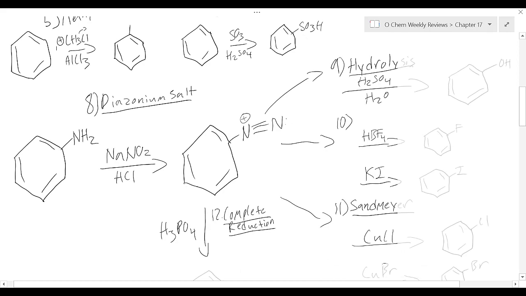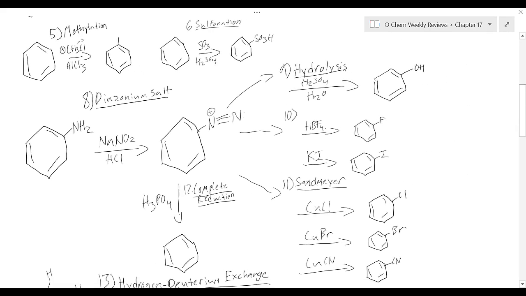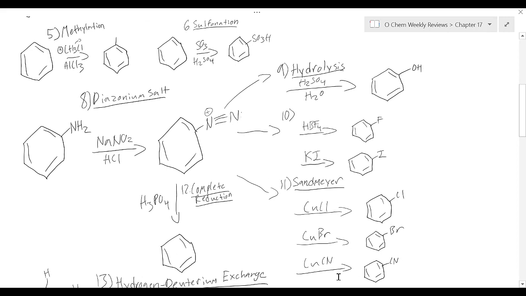So diazonium salt can be turned into any number of these. Okay, let's run through them. So the first reaction, number 9, is hydrolysis. Using water and sulfuric acid, this can be turned into an alcohol. Remember, anytime water is involved, there's a good chance that it's going to be some type of alcohol in my product. Okay, if I want to turn it into a straight up fluorine or iodine, I use HBF4 or KI, potassium iodide. They don't have a fancy name.